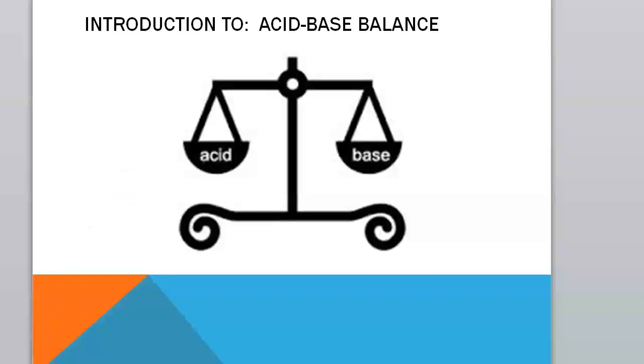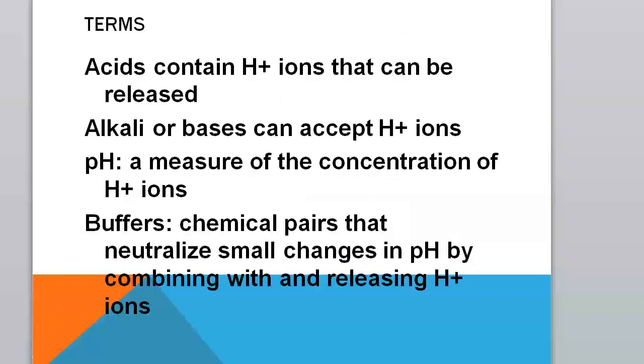So let's look at these terms when we talk about acid-base balance. Remember, acids contain hydrogen ions that can be released. Alkali or bases can accept hydrogen ions. And when we talk about the pH, it's a measure of the concentration of these hydrogen ions, okay? And then there are buffers in our blood, and those are chemical pairs that neutralize small changes in pH by combining with and releasing hydrogen ions. So that's where it all comes from, okay? When we talk about the pH of the blood, all right?